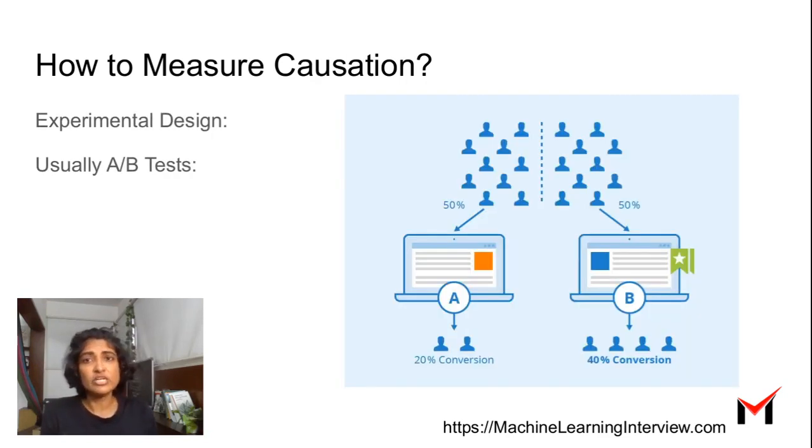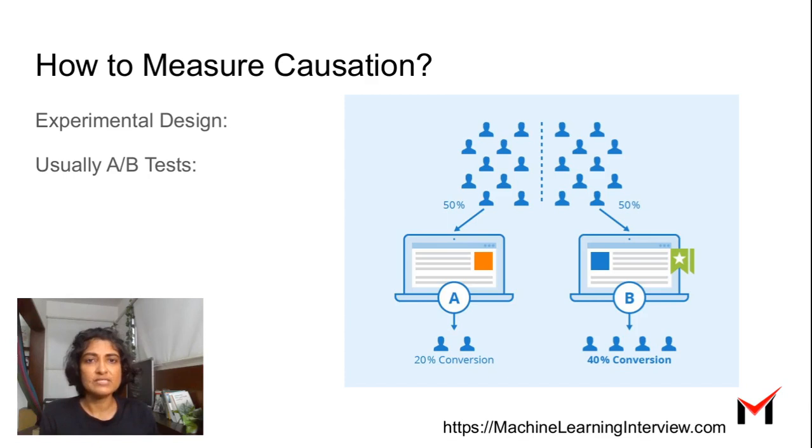So how to measure causation? Let's say there is correlation. Now we want to see, is that causation or just correlation, right? So typically the way to measure causation is through experimental design. People do A/B tests typically. That's one very common way of doing things.